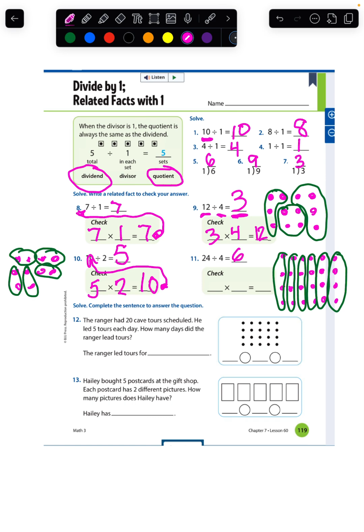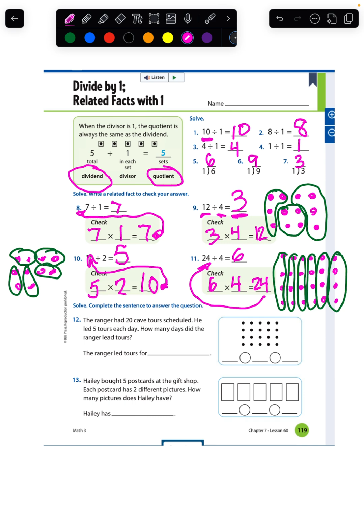So let's take our quotient, which is 6, and multiply it by our divisor, which was 4. 6 times 4. You can count by 6 4 times. 6, 12, 18, 24. Now let's check. Does this number here match this number up here? It does, so we got it right.